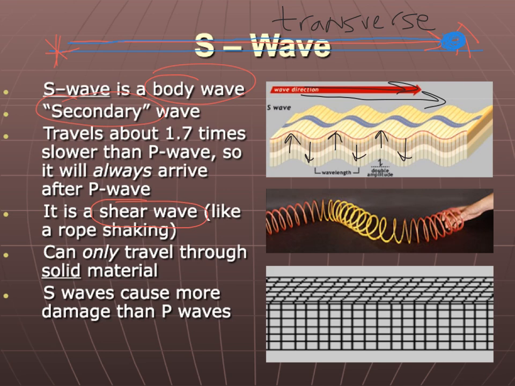An important part of S waves is that they can only travel through solid material. There's a lot of letter association that you can use here. P is for primary, P is for push-pull, P is for compression. S wave is for secondary, S wave is for slower, S wave is for shear motion, and S waves can only travel through solid materials. Because S waves are slower, and because of their side-to-side motion, S waves can cause more damage than P waves as they propagate through populated areas. Okay?